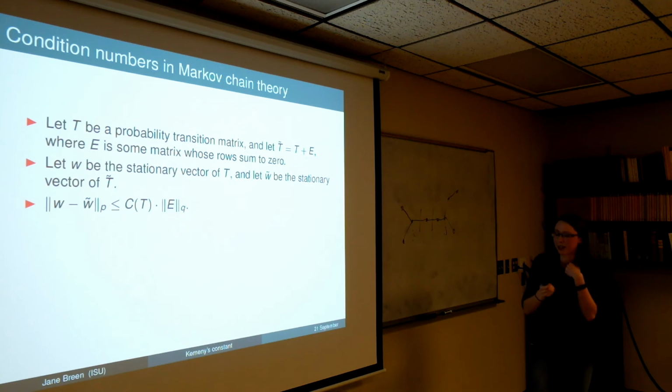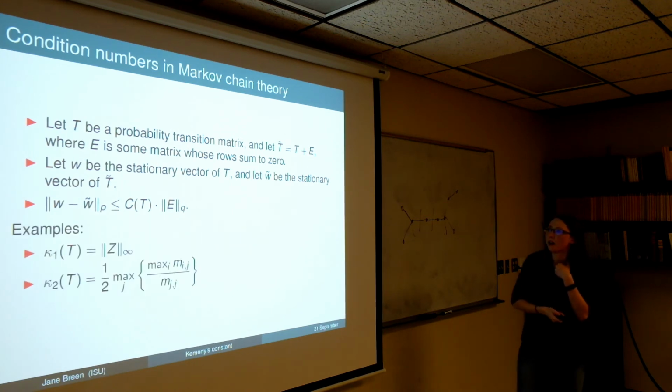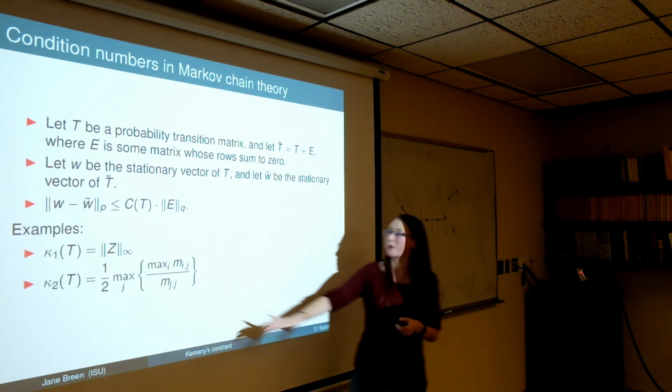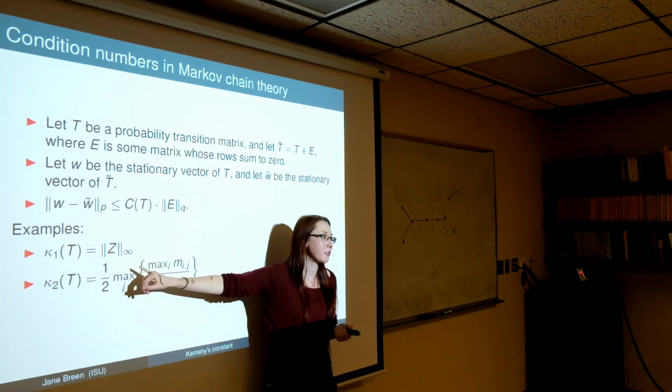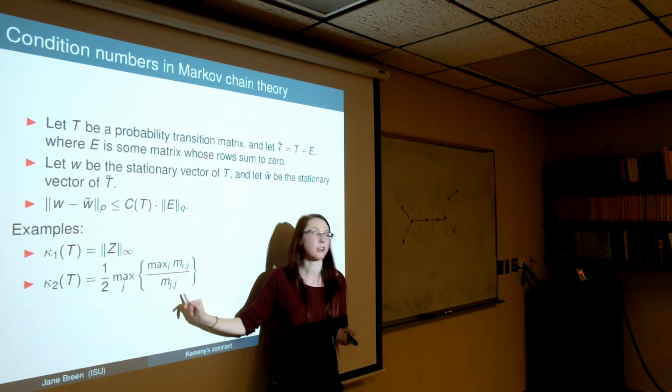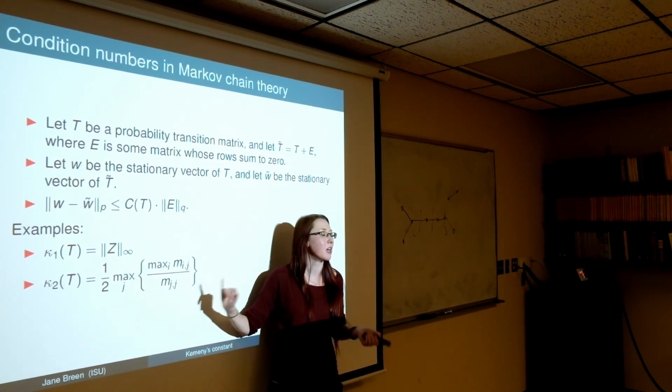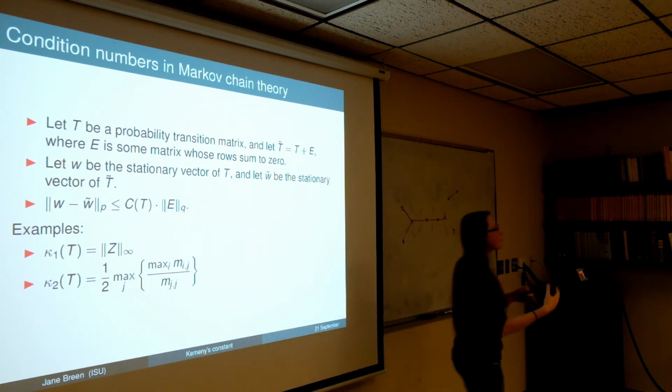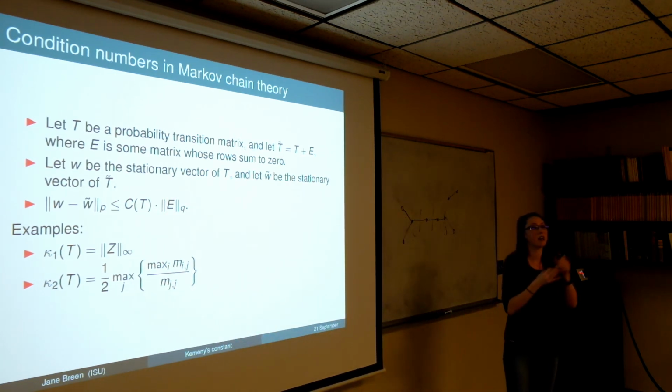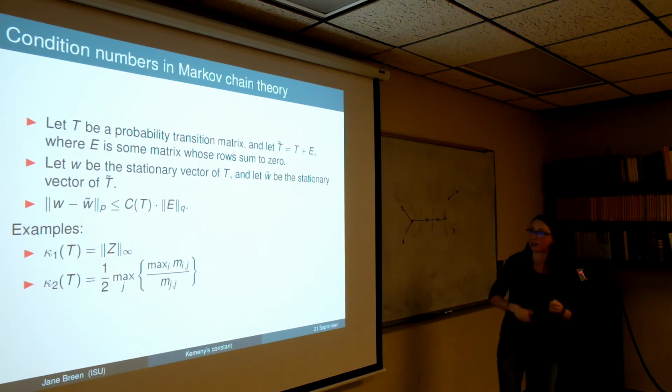Some that are known: one condition number is the infinity norm of the fundamental matrix. Another one is written in terms of the mean first passage times. So you get some relationships, like if I have some very large mean first passage times, then my stationary vector is going to be poorly conditioned, and things like that.